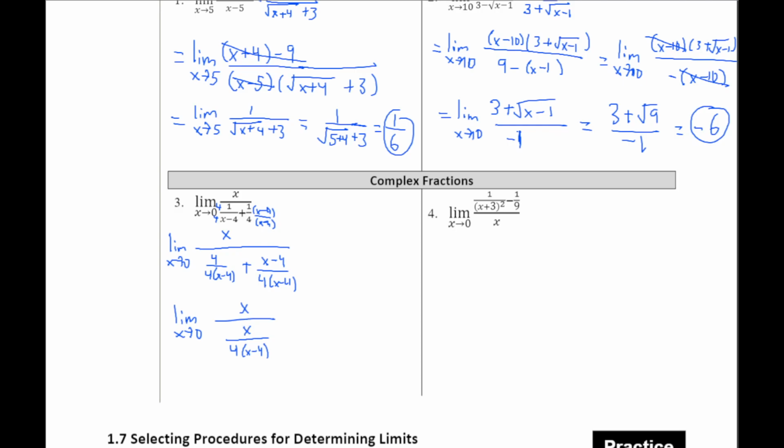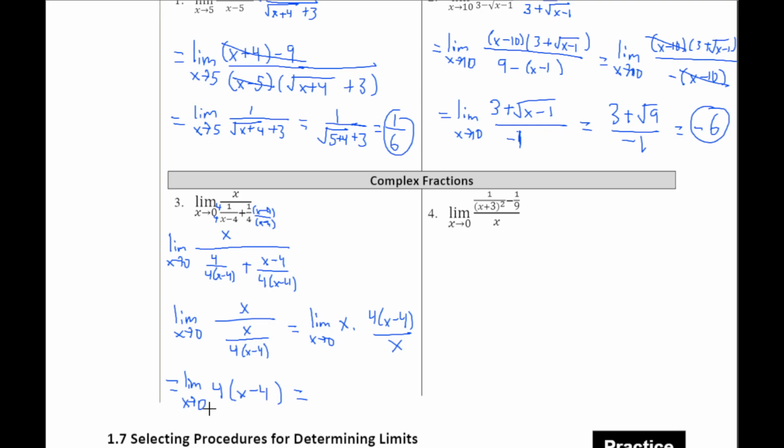And then, if you recall, it's x divided by this whole fraction here. And if you divide fractions, that's the same as multiplying by the reciprocal. So it's x times this fraction here reversed, 4 times x minus 4 on top over x. You see here there's an x on the top and bottom. They cancel out. And you're just left with the limit as x approaches 0 of 4 times x minus 4.